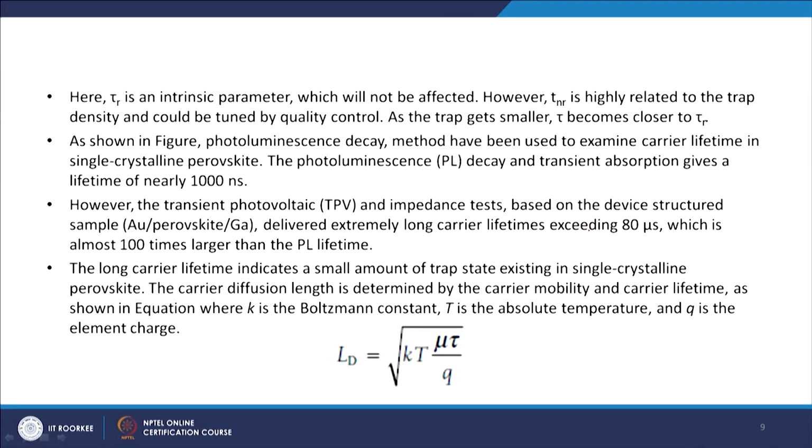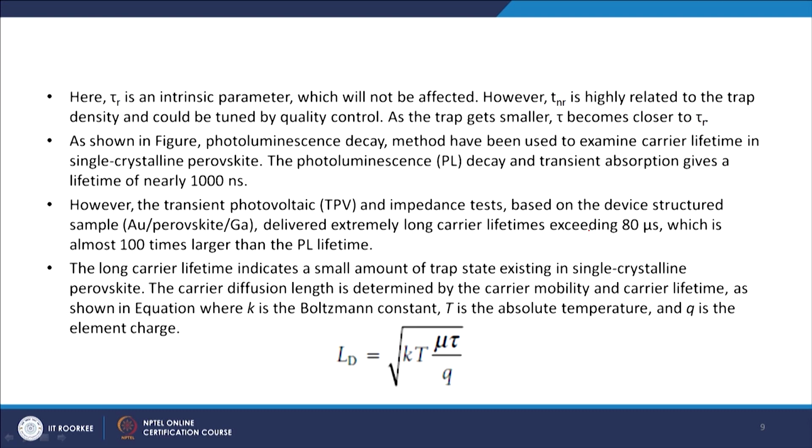As shown in the figure, the photoluminescence decay method has been used to examine carrier lifetime in single crystalline perovskite. The photoluminescence PL decay and transient absorption give a lifetime of nearly 1000 nanoseconds. However, the transient photovoltage TPV and impedance test, based on a device structured sample like gold, perovskite and gallium, delivered extremely long carrier lifetimes exceeding 80 microseconds, which is almost 100 times larger than the PL lifetime. The long carrier lifetime indicates a small amount of trap states in a single crystal perovskite. The carrier diffusion length is determined by the carrier mobility and carrier lifetime as shown in the equation, where K is the Boltzmann constant, T is the absolute temperature and Q is the elementary charge.